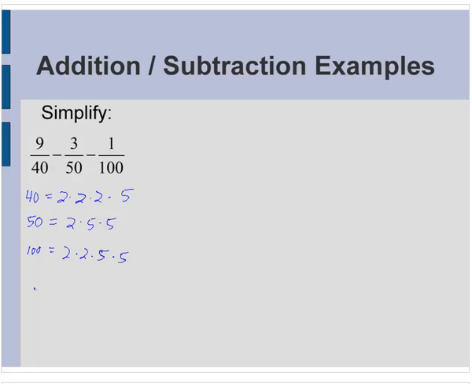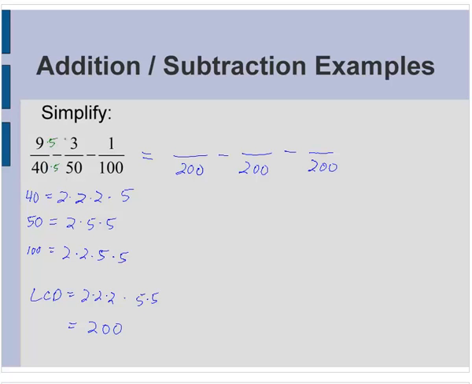So then the LCD, well, let's see, what's the maximum number of 2's? We've got 3 2's. And the maximum number of 5's is 2 5's. So 2 times 2 times 2 times 5 times 5 is 200. The LCD is 200. So we have 100 minus something else over 200 minus something else over 200. All right, so 40 times 5 is 200.